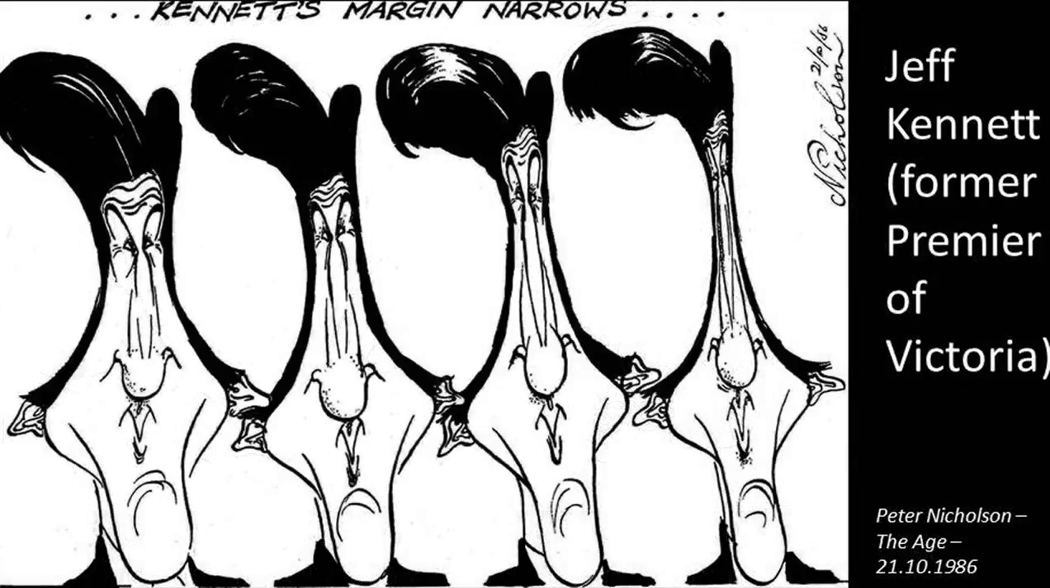Now, this is Jeff Kennett. Peter Nicholson's done a caricature of him in the first place, and he's just pushed it, because his margin was narrowing. As the election was coming up, he was losing his lead, and he just pushed and pushed and pushed, and of course he's saying that he's an idiot because of the size of the brain. The mouth stays the same. So this is just using caricature to tell a story.